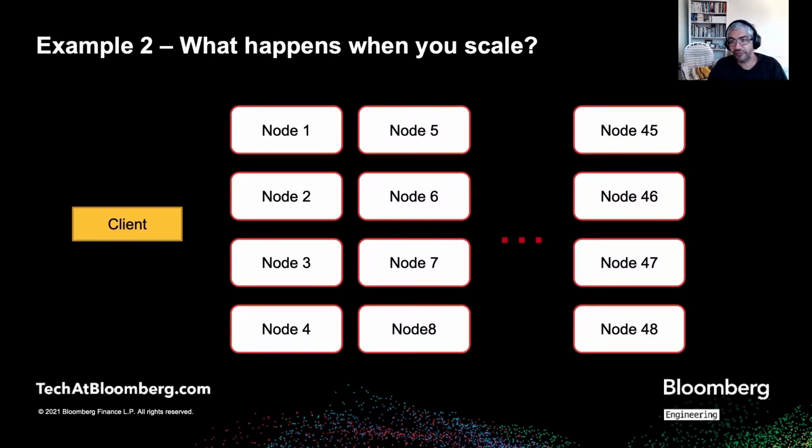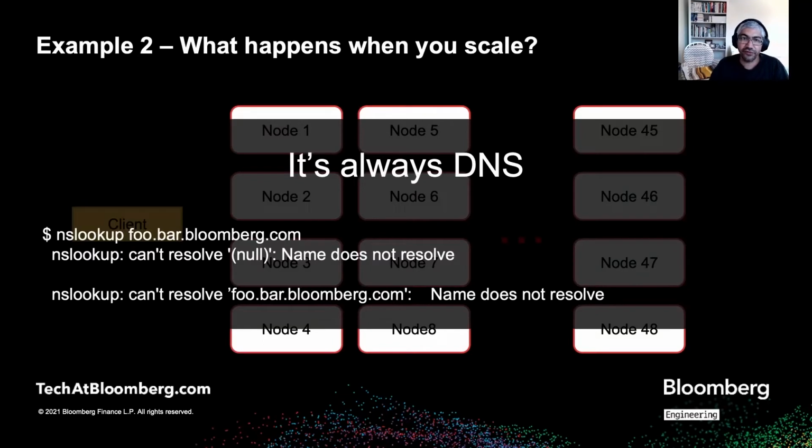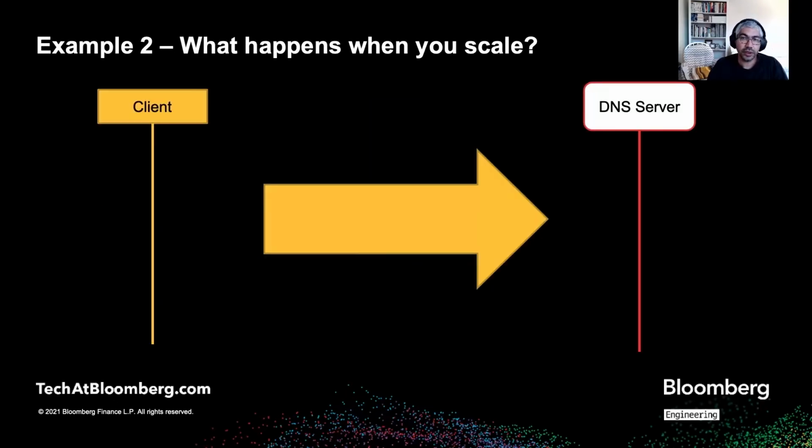Let's say you add some 48 nodes, and then one fine day you find out that your client can't resolve DNS. And as the famous saying goes, it's always DNS. So you're like, what's happening? Why is it that, I've designed the application to be perfectly horizontally scalable? I've tested it out, I've scaled it up many times, and yet for some reason, it's still not resolving DNS. It makes absolute sense if you know what's happening behind the scenes.